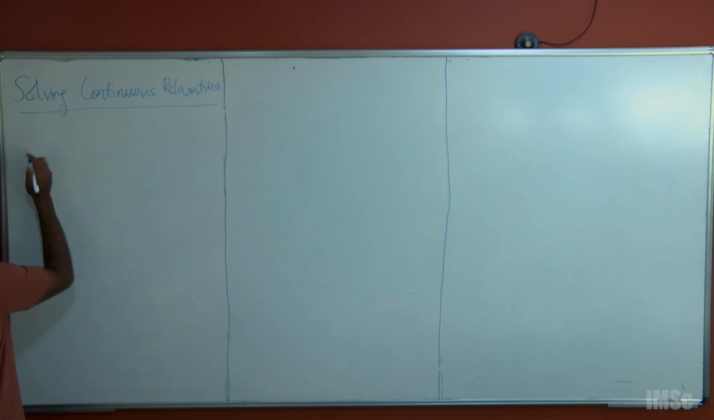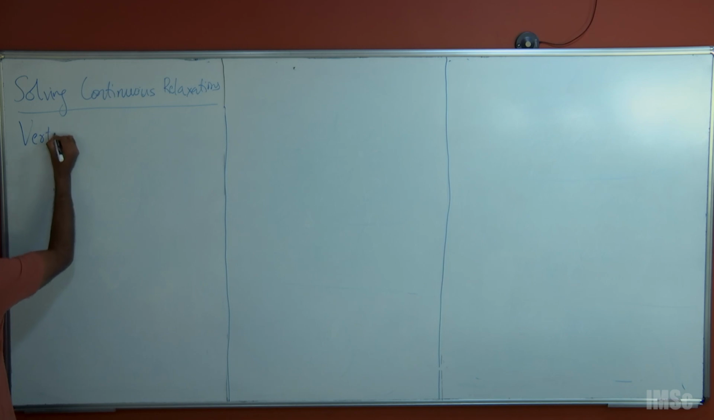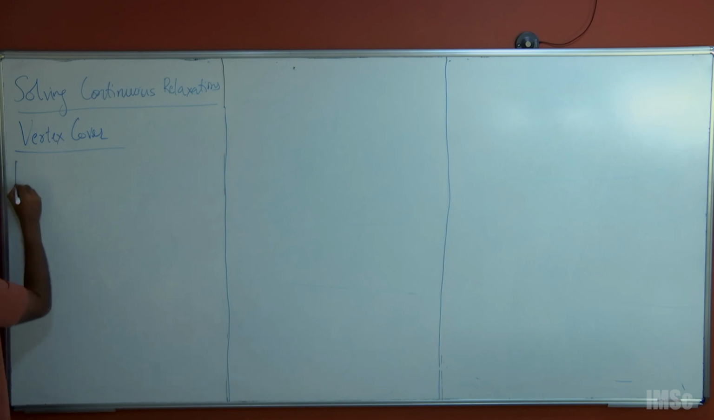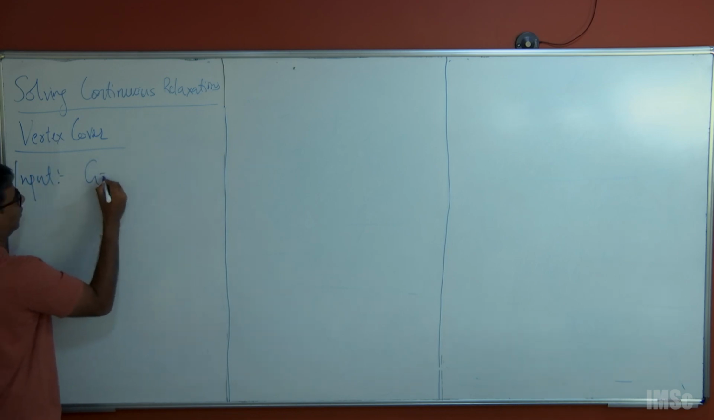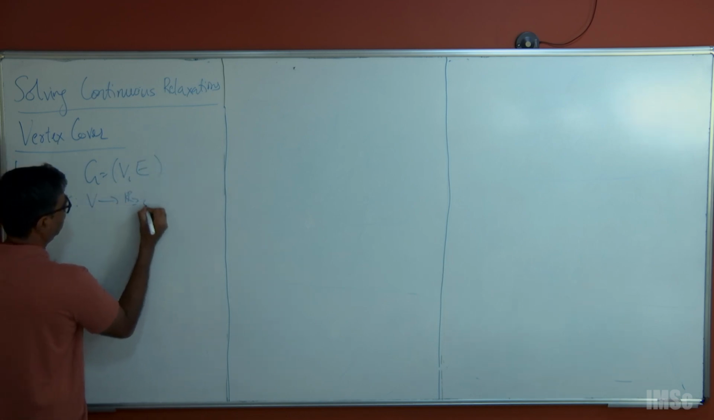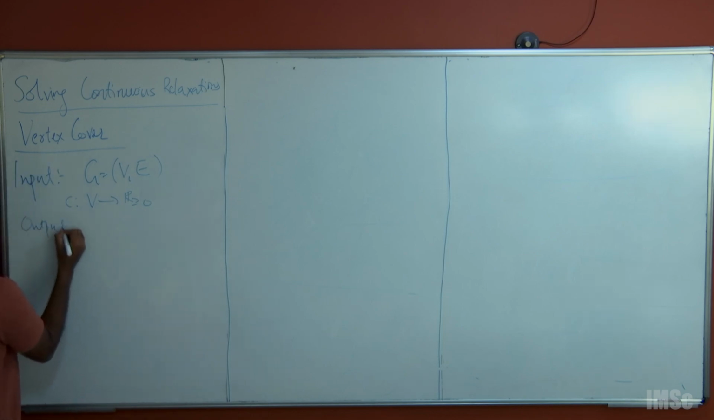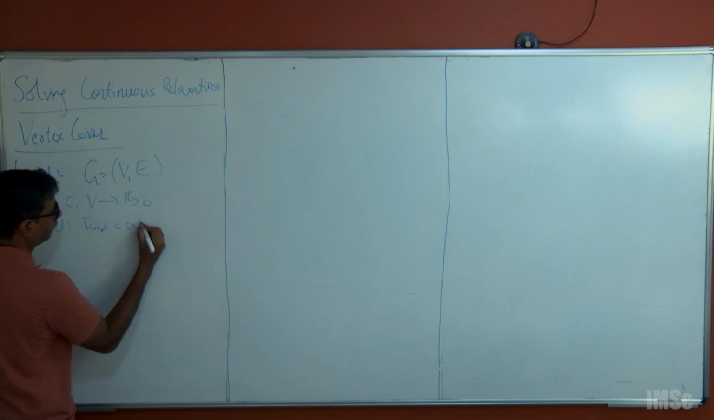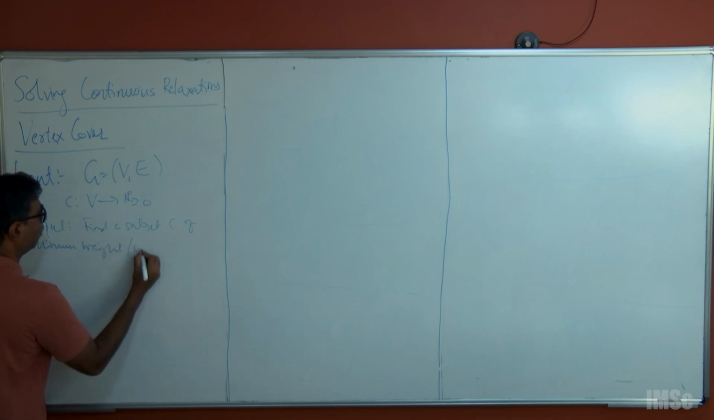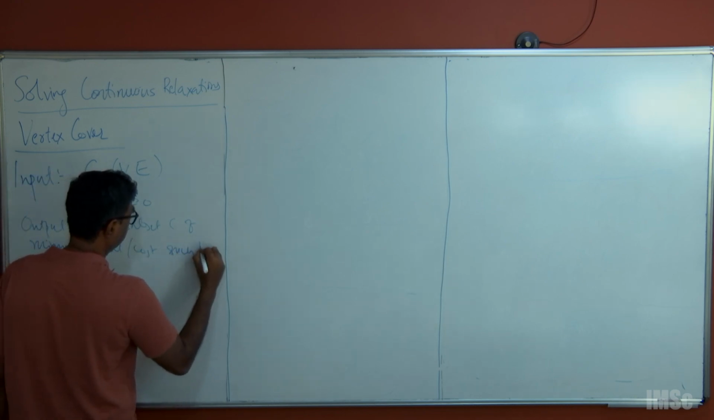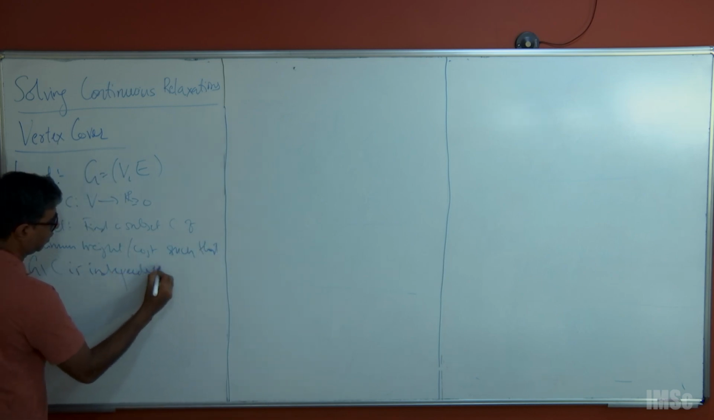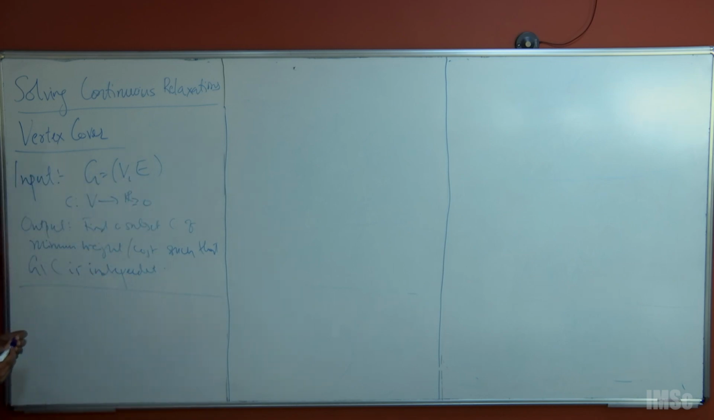Okay. So the problem with which we will illustrate this idea and go forward is vertex cover. So the input will be G = (V, E), and there is a cost function from V to R greater than or equal to 0. What is the output? The output is to find a subset C of minimum weight, cost, such that G minus C is independent. Okay. So that is the goal.